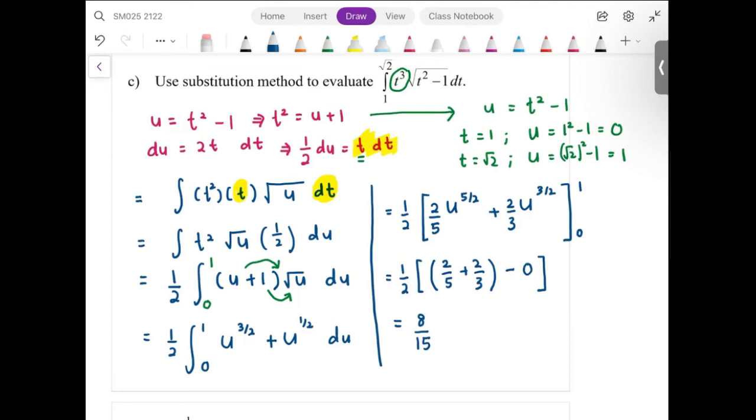Bila jumpa substitution macam ni, hati-hati dengan limit. Hati-hati substitute limit lah benda tu. Jangan buat careless. Jangan terlupa tukar limit. Okay. Settle for question C.